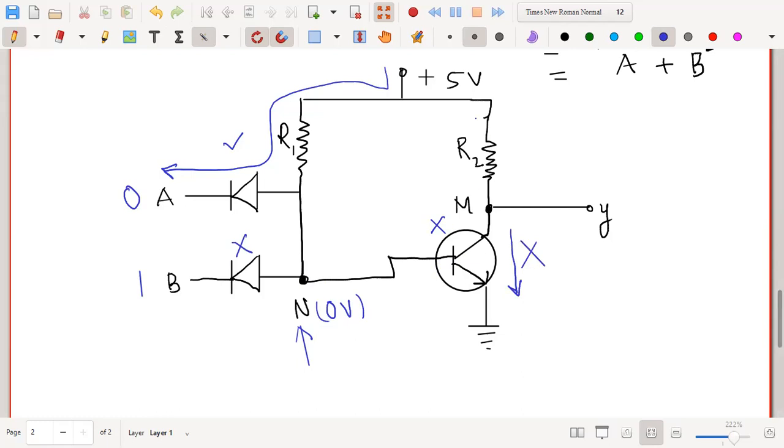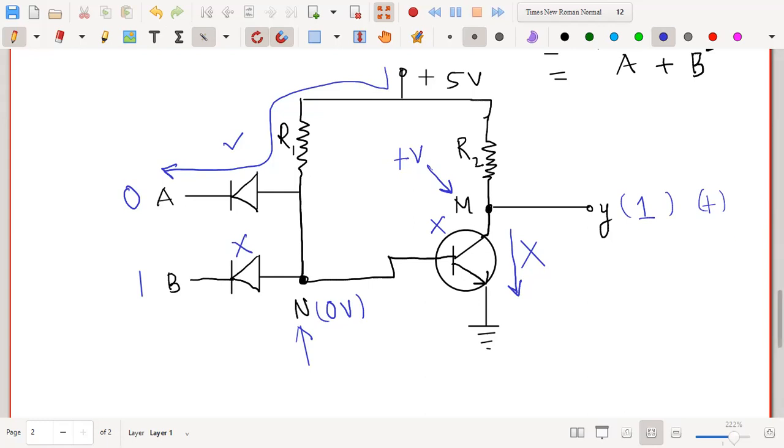Okay. So as a result, what happens? Whatever is the potential here, it cannot be dropped across R2. As a result, all the potential will appear across this point M, and hence the point M will go to a positive potential. Now, since the point M is connected to the output, that means the output will also go to logic 1, which is nothing but some positive potential. Okay. In this way, you can design the diode and transistor NAND gate, a combination of diode and transistor. Okay, fine.